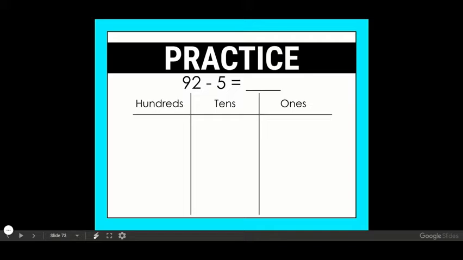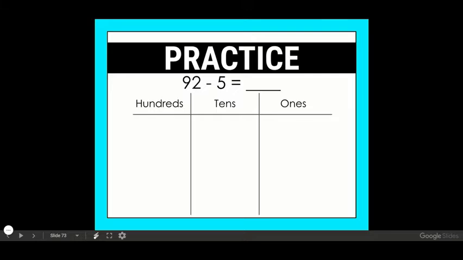Let's look at this first one. It's 92 minus 5. For this one, you can watch me do it, and then for the following ones, I'll have you do it with me. So for 92 minus 5, our first step is to build our minuend. And our minuend is 92.